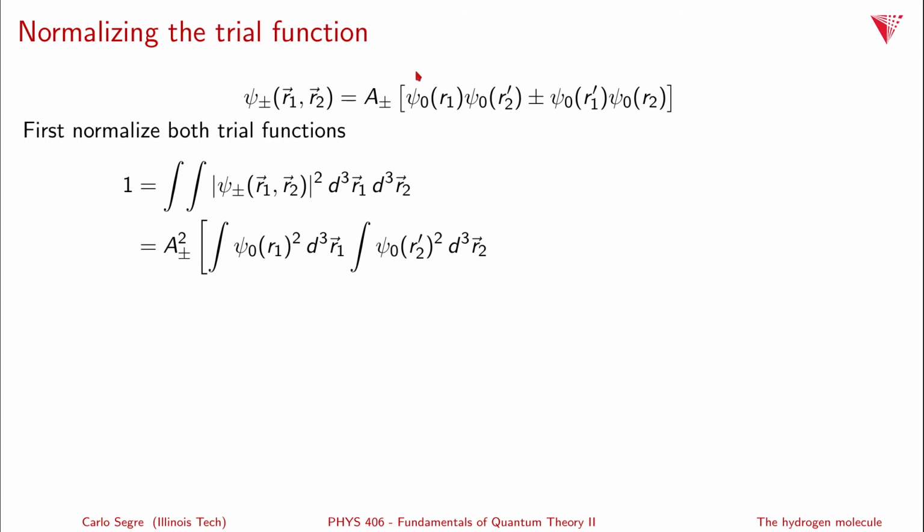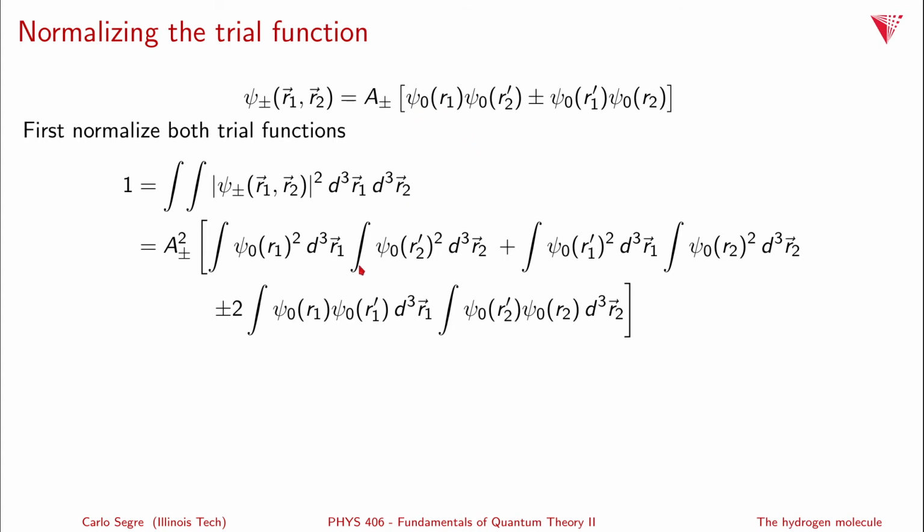we get a bunch of terms. First, we have the term where this is multiplied times itself. So that gives us the integral of psi 0 of R1 squared d cubed R1 and the integral of psi 0 of R2 prime squared d cubed R2. We get the term where this is multiplied by itself. Similarly, you have psi 0 of R1 prime squared d cubed R1 and psi 0 of R2 squared integrated over d cubed R2. And then you have the cross terms. And the cross terms are identical.